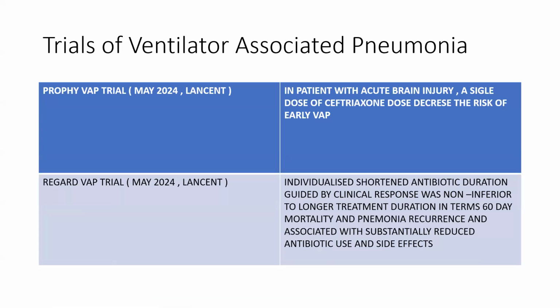First is the PROPHY-VAP trial. In patients with acute brain injury, a single dose of ceftriaxone decreases the risk of early VAP. Then the REGARD-VAP trial: individualized shortened antibiotic duration guided by clinical response was non-inferior to longer treatment duration in terms of 60-day mortality and pneumonia recurrence, and was associated with substantially reduced antibiotic use and side effects.